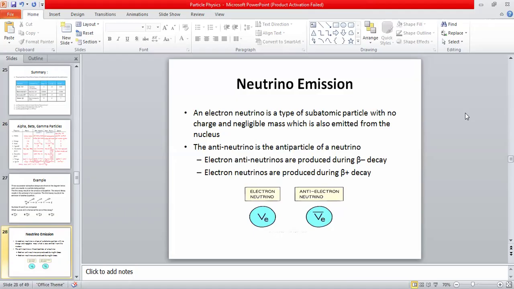Some unstable nuclei convert themselves into more stable nuclei, right? So when they are converting from unstable nuclei to more stable nuclei, they are emitting certain radiations. So let's say there is a beta decay, a radioactivity in which beta particles are produced. In such a case, with beta particles, some new subatomic particles are also formed, and those subatomic particles are called neutrinos.